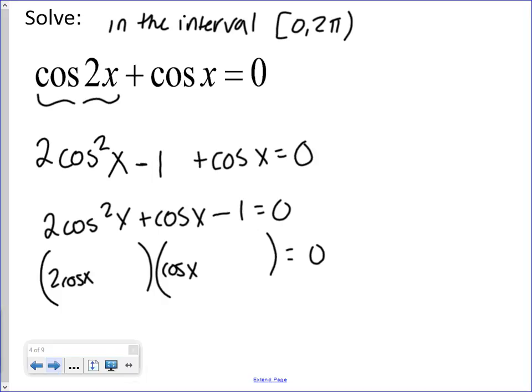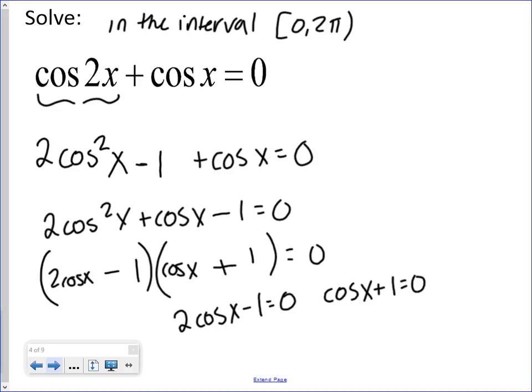Minus 1, minus 1. So I know my last terms have to be 1 and 1, but 1 is positive and 1 is negative to make that negative 1. So I just have to put the sign in the correct spot. In order to keep my middle term positive, I want my 2 cosine x to be positive. I want my 1 cosine x to be negative. And then I set my factors equal to 0 and solve.